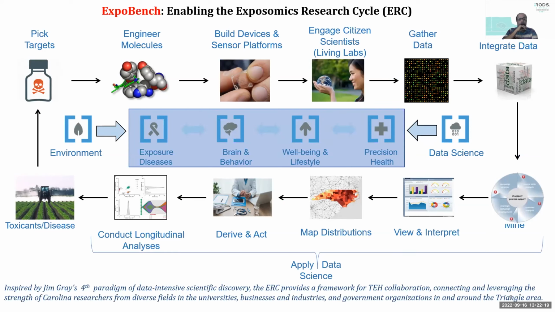Here I'm throwing up what I call an ERC, an exposomic research cycle, of how one particular type of experiment can be done, involving citizen science and data science and large-scale analytical systems, both in the wet lab and in the dry lab. And you can bring in exposure science, precision health, and lifestyles to be part of it.